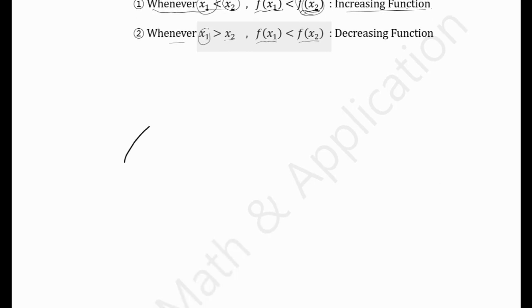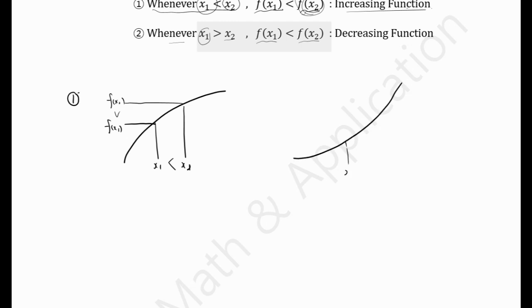And how about this curve? Here x2 is greater than x1, and this is f(x1), and this is f(x2). f(x2) is greater than f(x1). This is an increasing function. Another example of an increasing function is like this. This is x1, x2. This value is f(x1). This value is f(x2). x2 is greater than x1, and f(x2) is greater than f(x1) for all x1 and x2. So this is an increasing function.